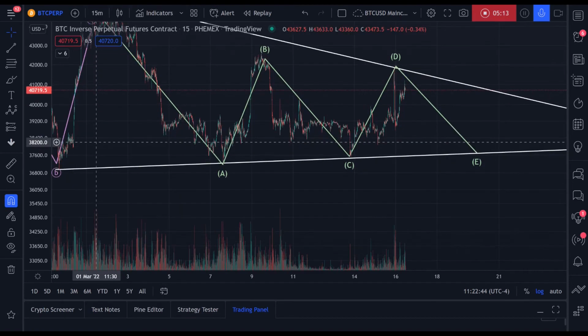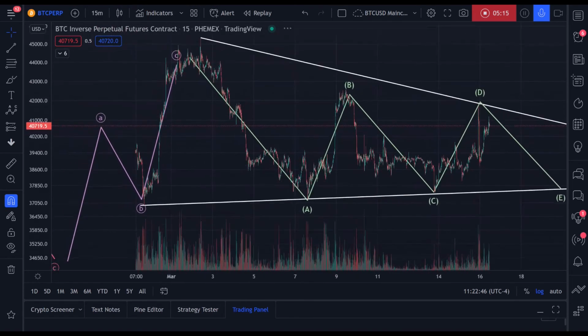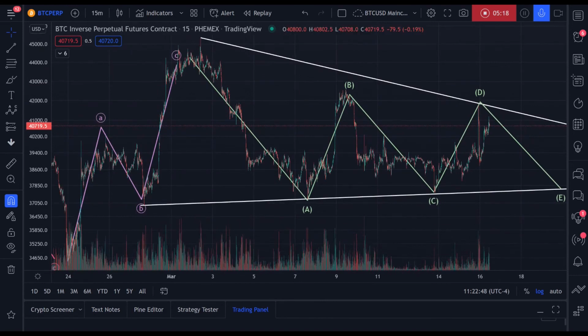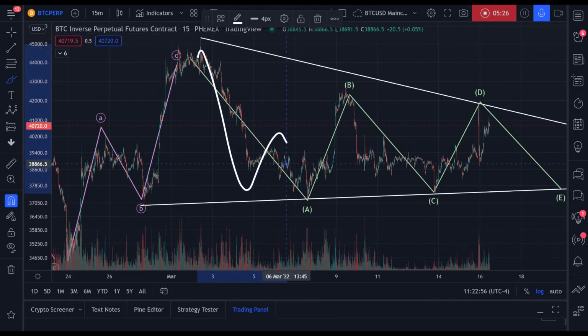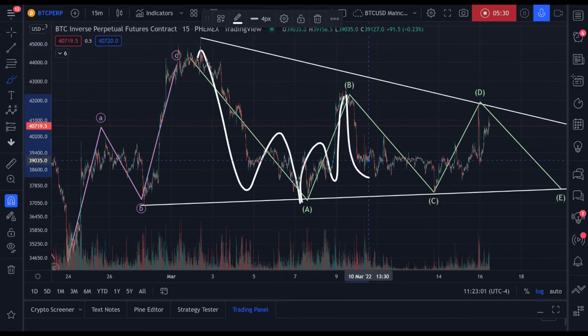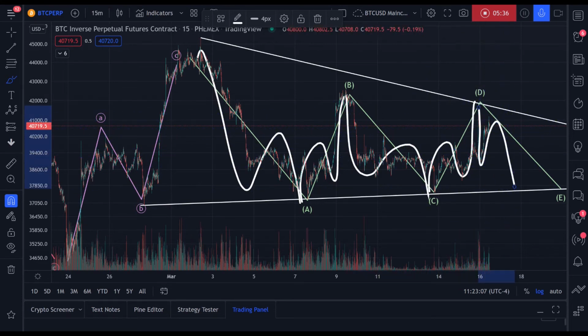So, 15-minute time frame, I'm seeing this. We did indeed print a series of 3 waves at each turn. 1, 2, 3 here. 1, 2, 3 here. 1, 2, 3 here. 1, 2, 3 here. 1, 2, 3. I see us coming down for E. Slowly but surely coming down for E.